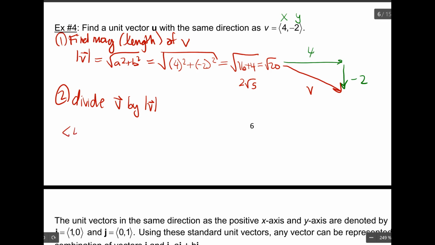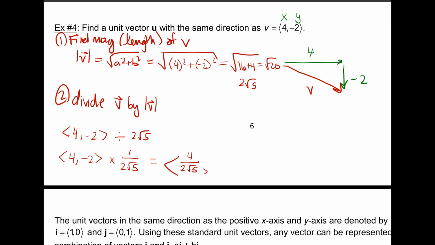So I'm dividing the vector by the magnitude, taking 4, comma, negative 2, dividing by 2 root 5. Dividing is the same thing as multiplying by the reciprocal. You can't have a radical in the denominator; I don't care if it is or not, but I'm going to rationalize it.